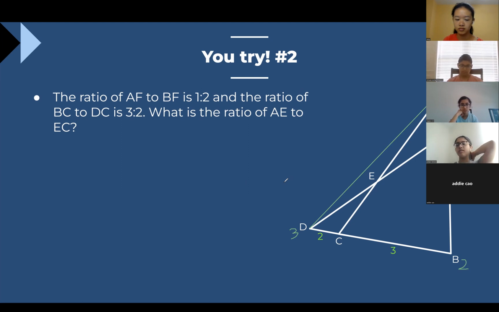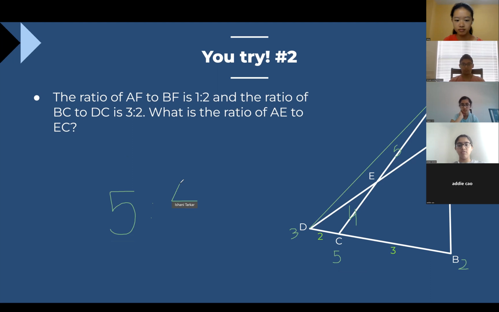And then remember, C is the fulcrum of side DB. So we have to add 3 and 2 together to get the mass of C. So we get 5 here. Now, because we want to find the ratio of AE to EC, we need to find lengths. So let's say CE is 4, then that would mean EA is 5. So the ratio of AE to EC is 5 to 4. That would be our answer.